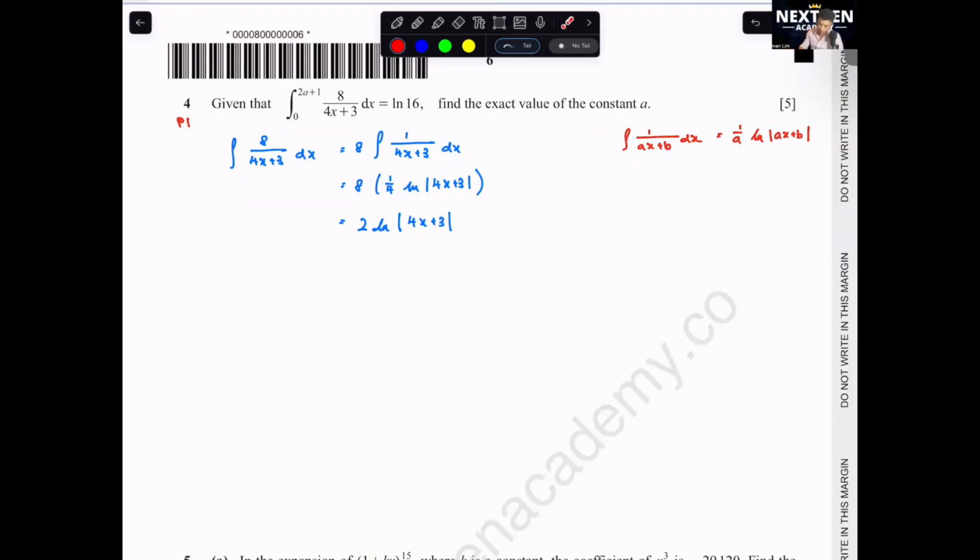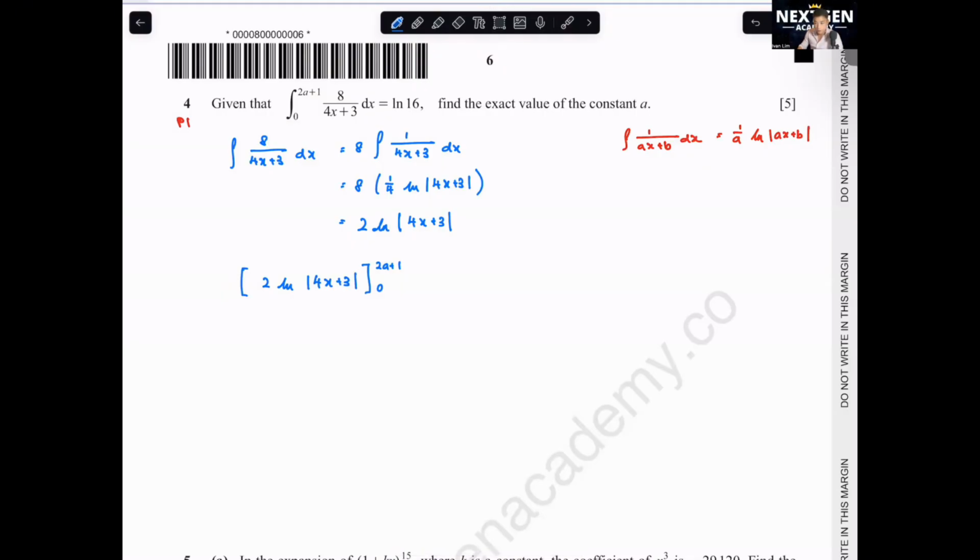Now let's put in the definite integral here. I am going to sub in 0 and 2a plus 1. Sorry. We write down the whole thing: 2 ln 4x plus 3, from 0 to 2a plus 1.